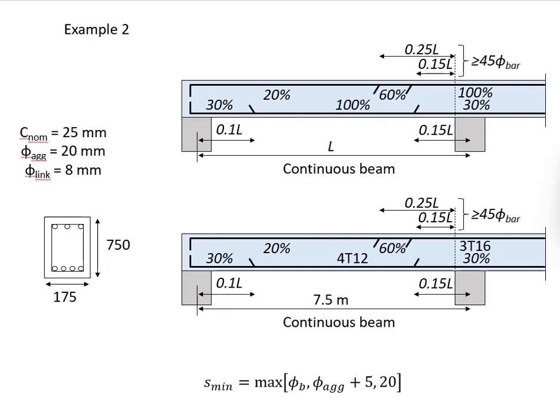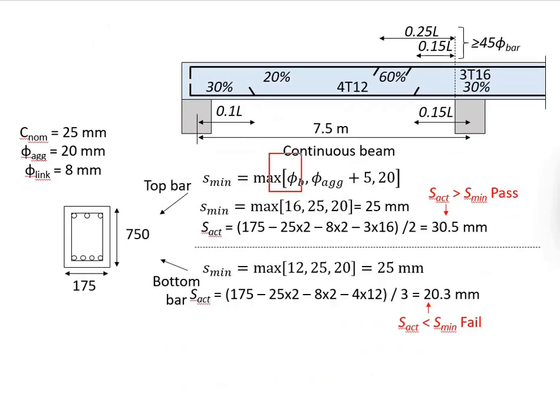So what we're going to do here is first we need to check for the minimum bar spacing. You may use this formula to determine the minimum bar spacing. It is determined by the size of the reinforcement bar, the aggregate size plus 5 mm, and also at least 20 mm. You're going to choose the bigger value of the three. Let us first deal with the top reinforcement bar.